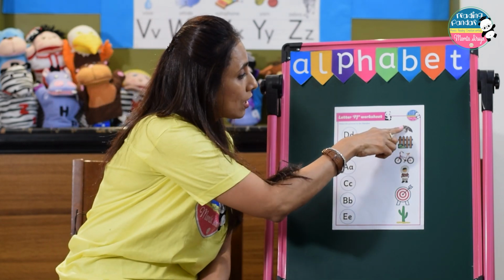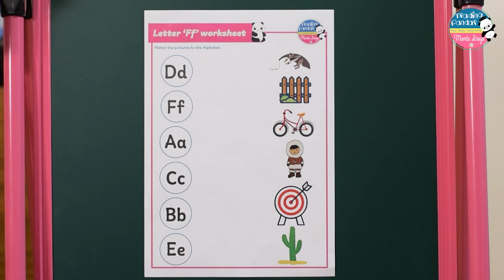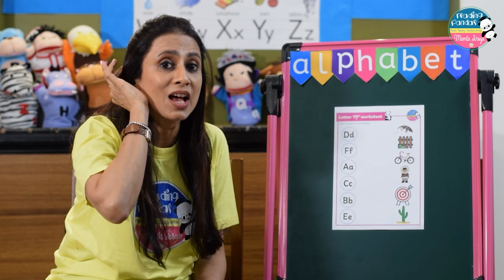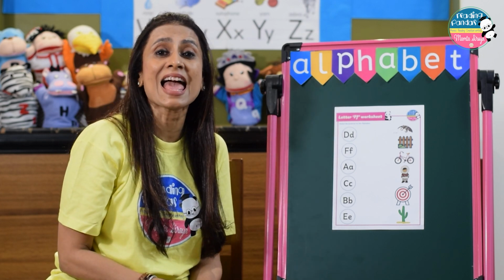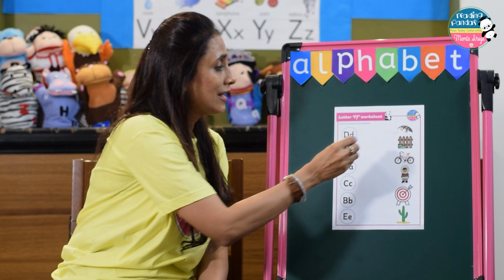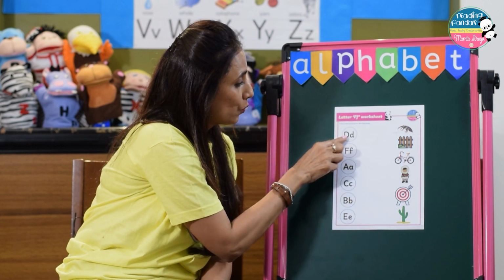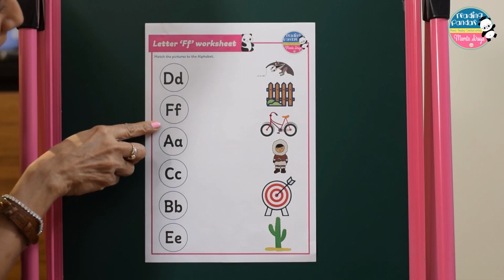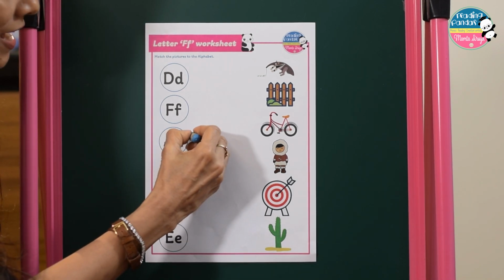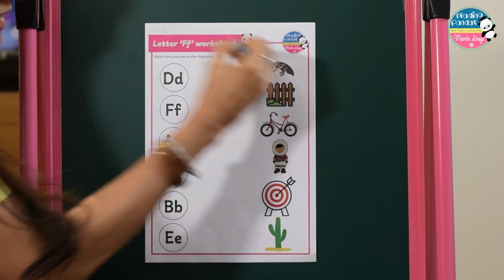So now I want you to start from this side first. Look at the first picture. What is it? Yes, that's an anteater. And when I say anteater, it begins with which sound? Yes, it's A, anteater. Open a big mouth. A. And now for this anteater, we are going to choose this letter A here, and we're going to match it to anteater. Very good.